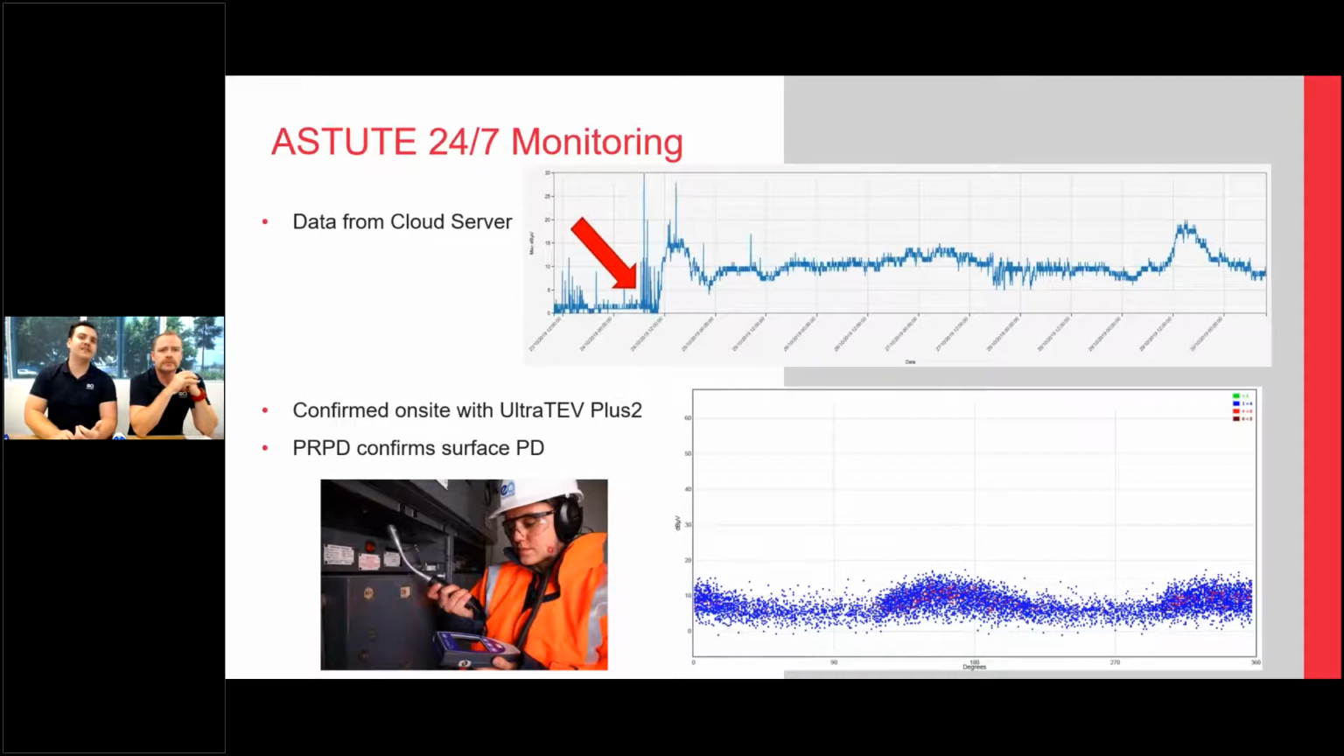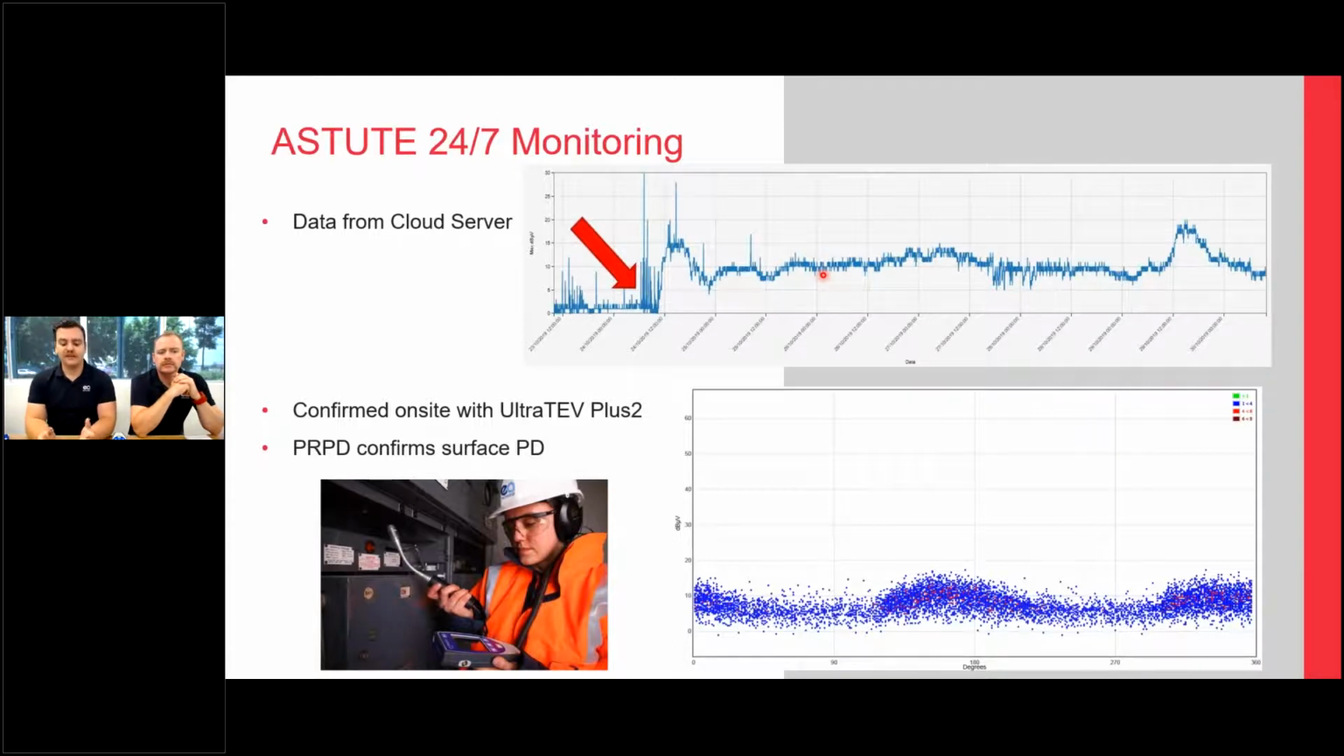Our client, similar to down here, used the flexible sensor and the +2, and they actually recorded this phase plot here. Similarly, you can see it sitting at around the 10 dB mark, and you can see these 2 clusters of activity with 180-degree separation. So this phase plot is directly agreeing with what we saw on the UltraTEV monitoring system.